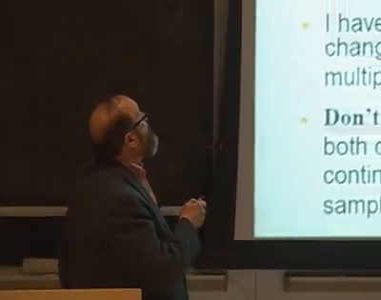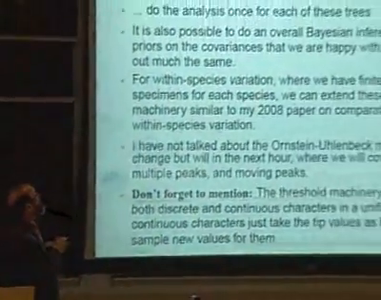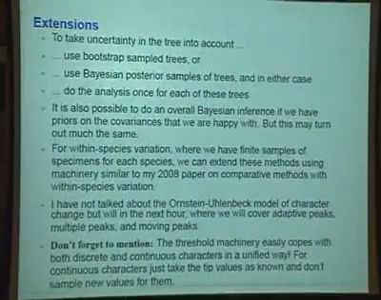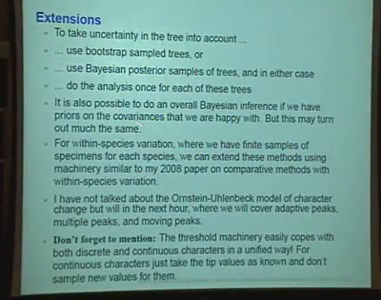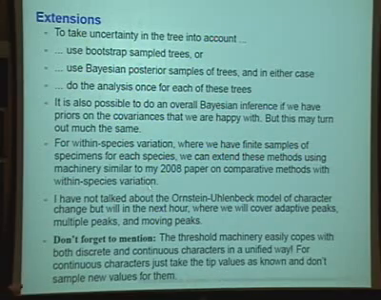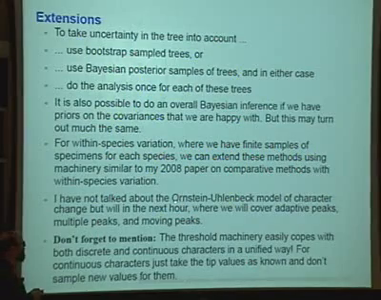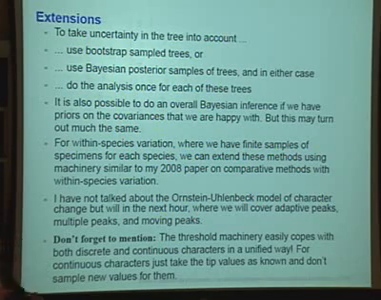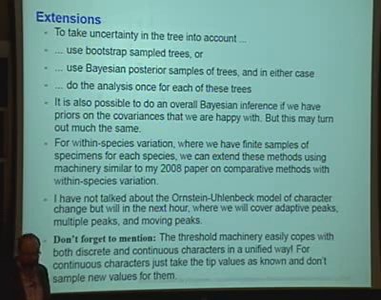You can extend this to deal with the uncertainty in the tree itself by using, instead of one tree, a whole sample, a bootstrap sample of trees or a Bayesian posterior of trees. There are ways you can deal with within species variation using machinery that is already out there. I have not talked about a competitor to Brownian motion, the Ornstein-Uhlenbeck model, which is Brownian motion where natural selection is pulling you in towards some optimum. But all of these sorts of things can be done with that too.